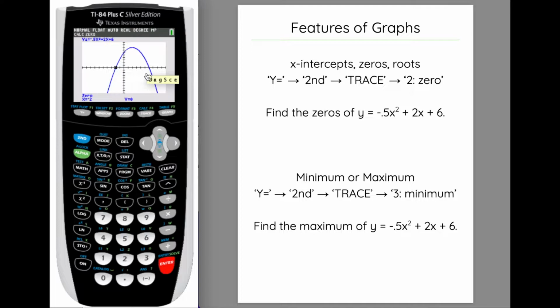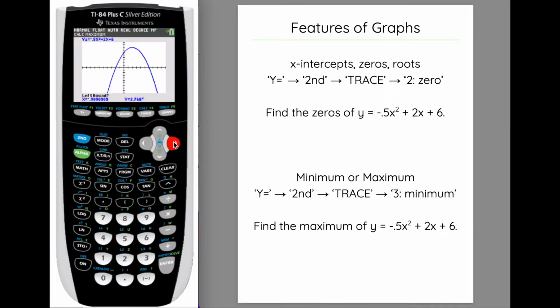The other thing we're going to be interested in is our maximum or minimum values. And these are also called turning points. So for this one, we wanted to find a maximum. So we hit second trace again. And then we see the fourth option there is maximum. And we hit enter. And it does the same sort of thing.